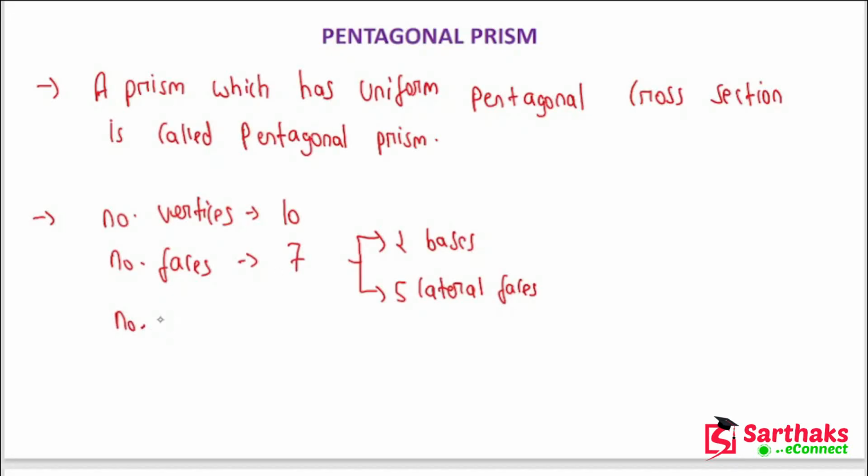If I have to talk about number of edges, okay, so it would be number of vertices, number of faces and number of edges, right? So if I have to talk about number of edges, then there must be 5 in the base and 5 in the top. So there must be 10 edges which comprise the bases. Then there must be 5 lateral edges, so there must be 15 edges in total, right? So we have calculated without the figure. Let us see what the figure says.